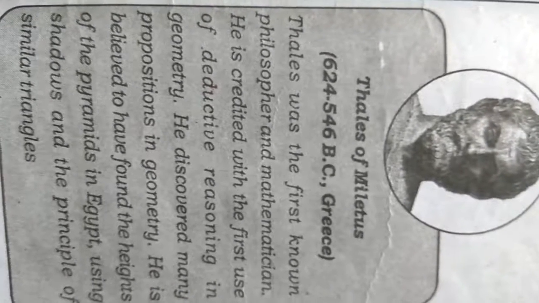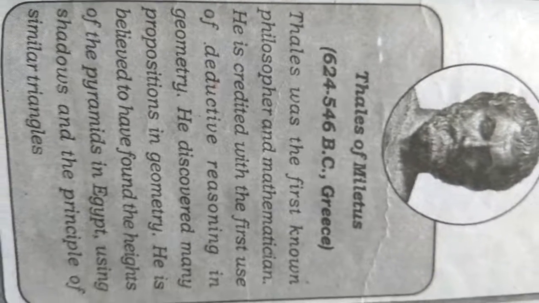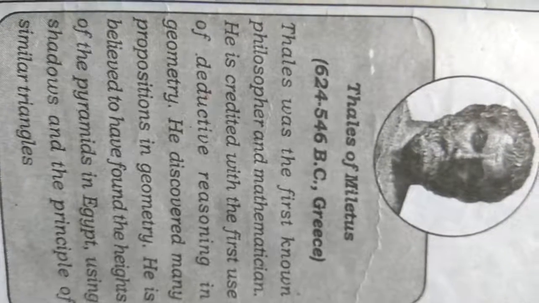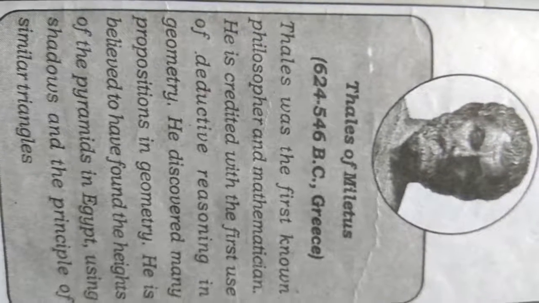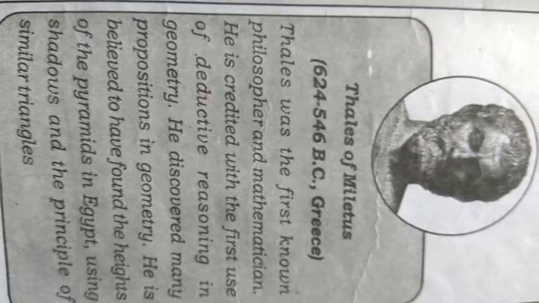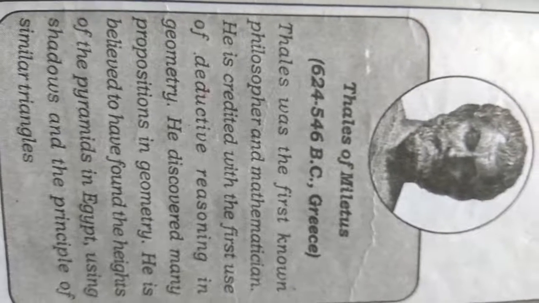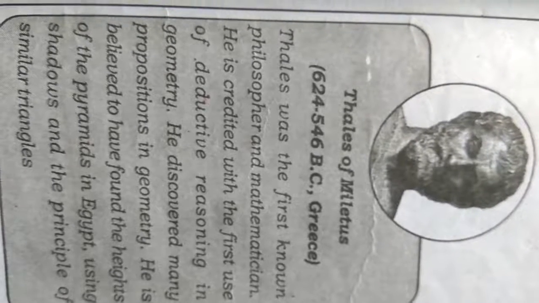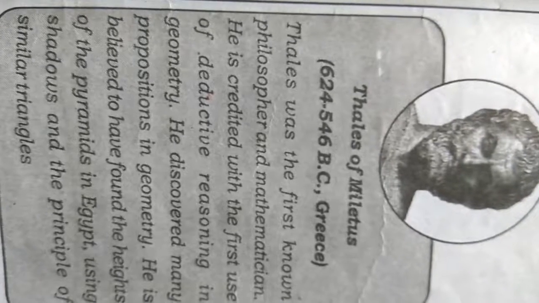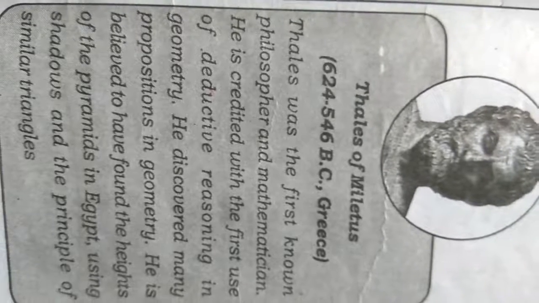He is credited with the first use of deductive reasoning in geometry. He discovered many propositions in geometry. He is believed to have found the heights of the pyramids in Egypt using the shadows and the principle of similar triangles. So we will prove his theorem now, students.